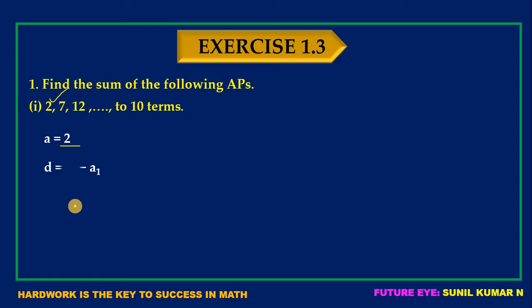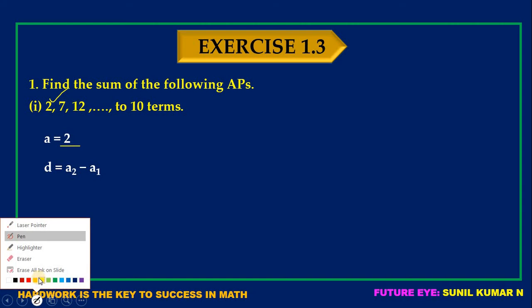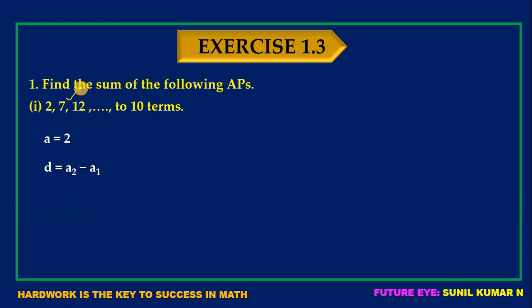So d is equal to a2 minus a1. So substitute the values here, children. The a2 value is 7 and the a1 value is 2. So we get 7 minus 2, which is 5. So d value is how much, children? That is 5. So now what about this 10?